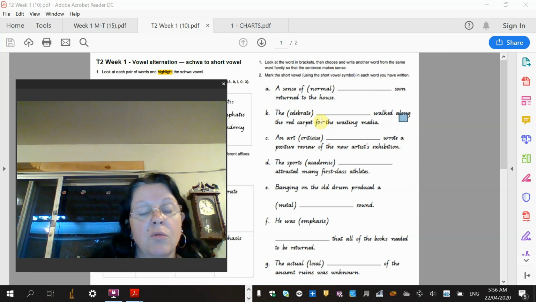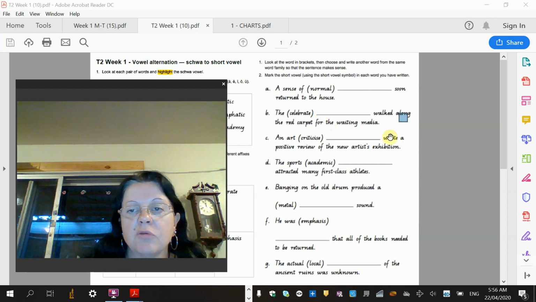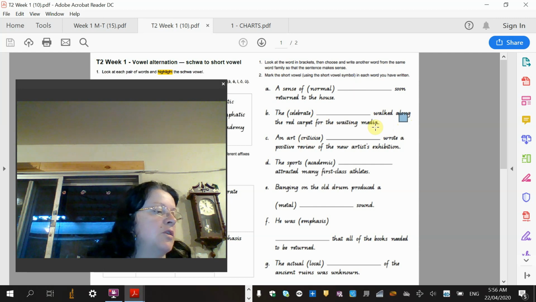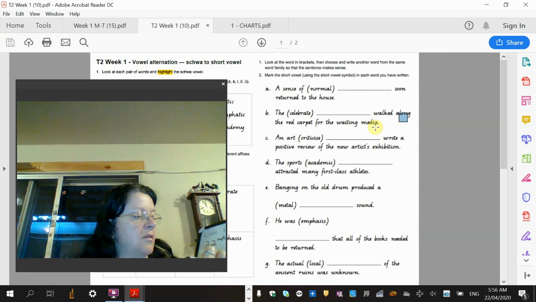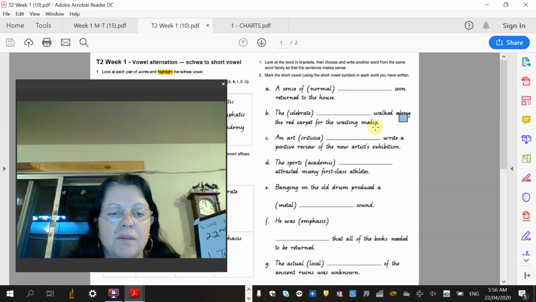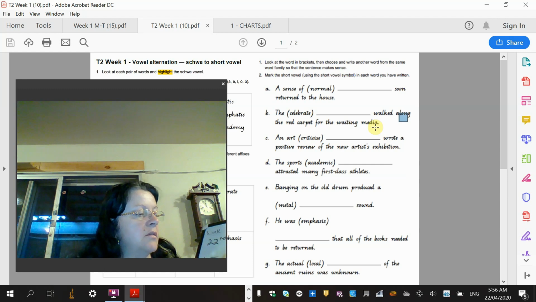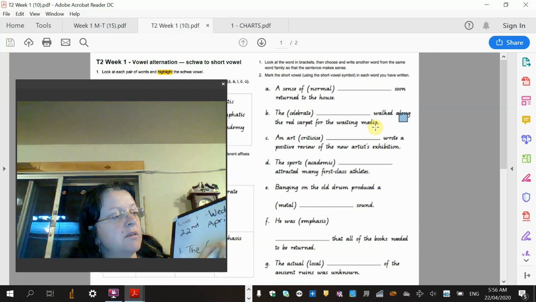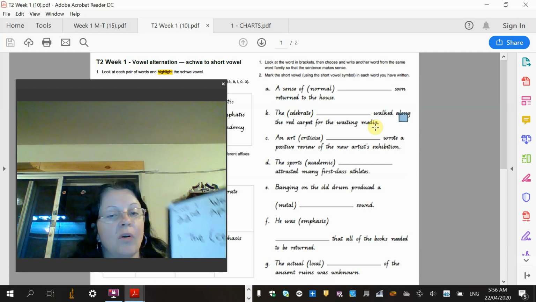Okay, number two will be the celebrate, that is our root word, walked along the red carpet for the waiting media. So you can pause me and write in what you think the answer is. The celebrate. So it has to be a noun, has to be a person because it's a thing doing it. Walked along the red carpet for the waiting media. And the answer is the celebrity. Okay, and we're going to put brackets around. We've changed the E after the T into a Y, celebrity.